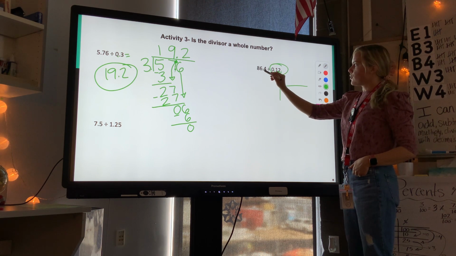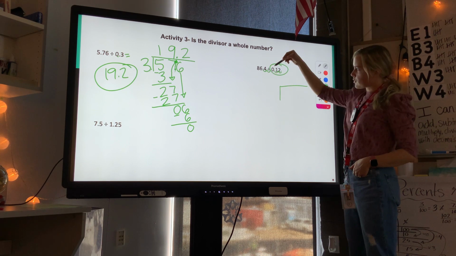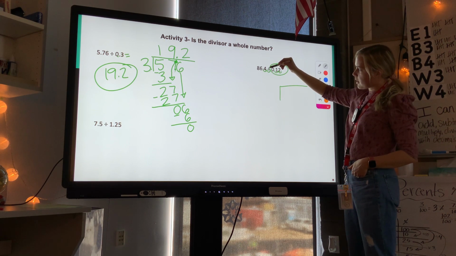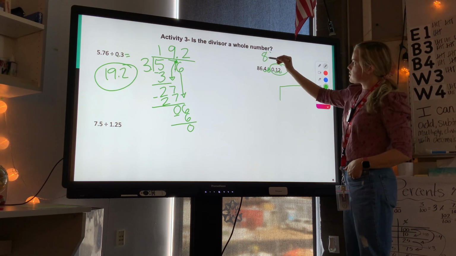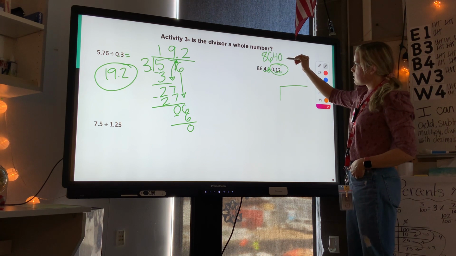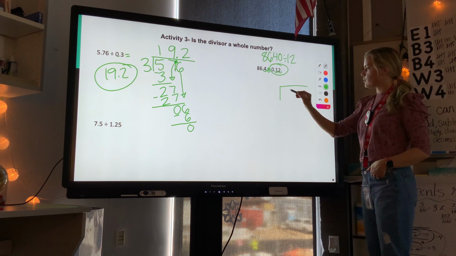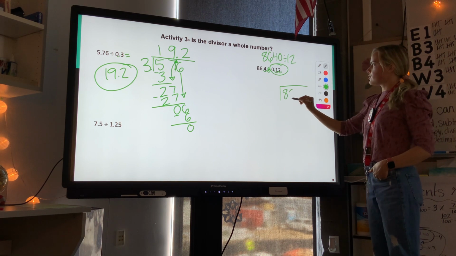But that means I also need to move my dividend 2 times. 1, 2 times. And there's a missing spot, so in that missing spot, I'm going to add a 0. So in other words, this problem is the same as 8,640 divided by 12. So I'm going to solve that problem.